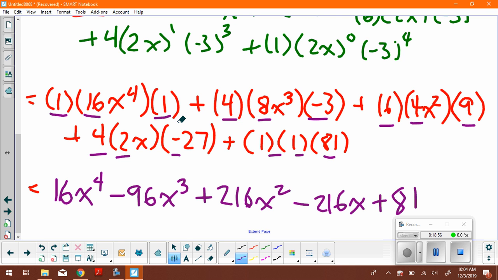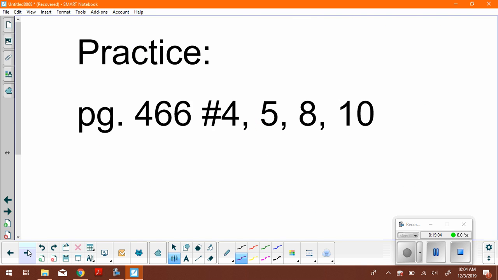Again, you just need to practice the pattern, get used to it, and you'll be good to go. So your homework will just reflect that. Here's your practice work, page 466, numbers 4, 5, 8, and 10. 4, 5, and 10 are all binomial. 8 is actually kind of like the desk question that I put at the start to show how that works.